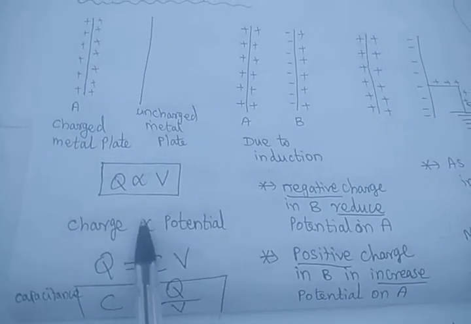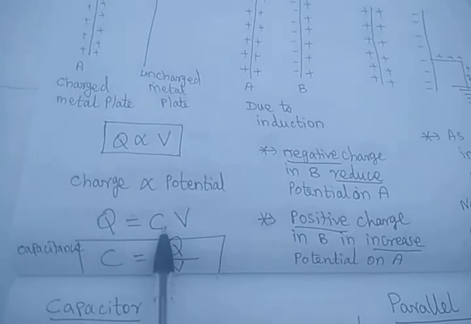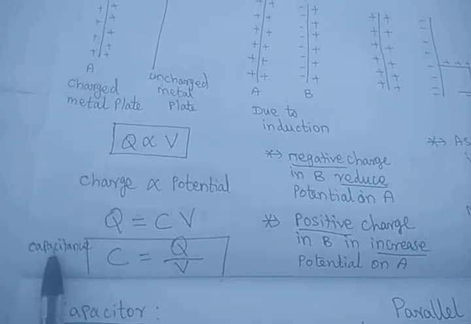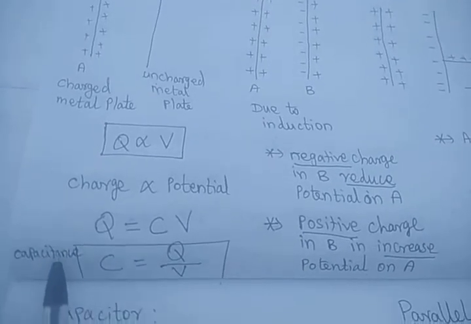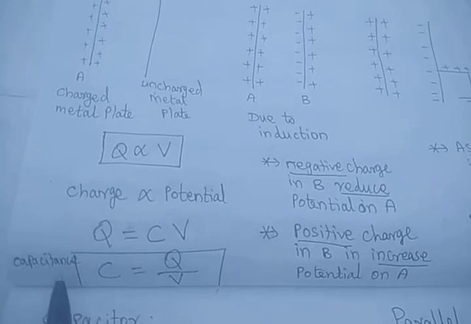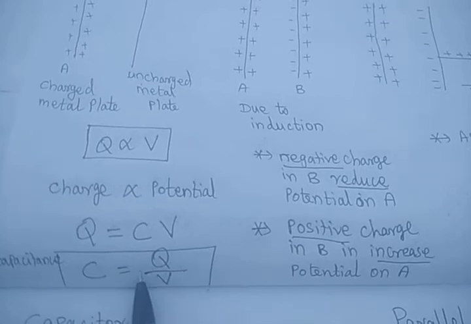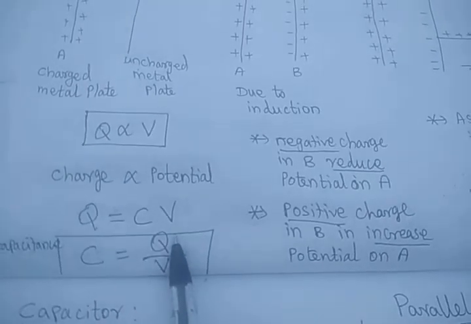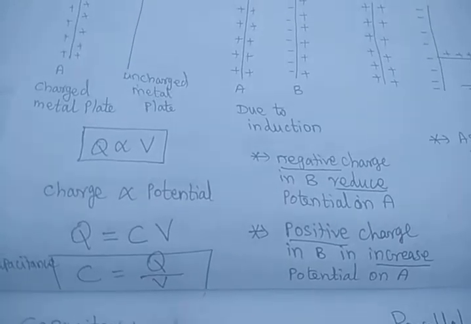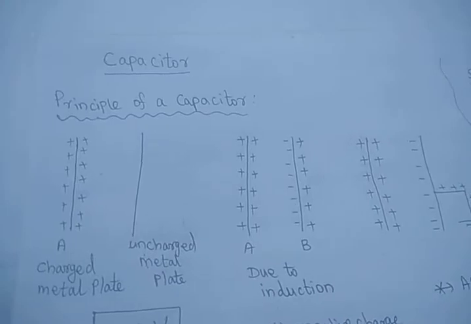This proportionality can be removed by putting a constant, that is C. This C is called capacitance. Capacitance, in its physical meaning, is the capacity to store charges, how much charge will be acquired by that conductor. So capacitance is equal to the charge acquired divided by the potential of that conductor. Now we will see the simple principle of the capacitor.